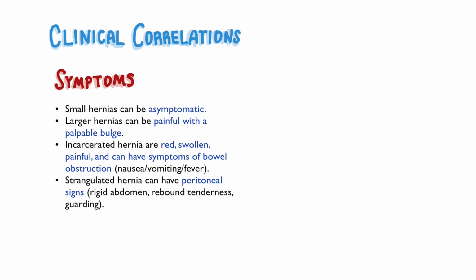Strangulation of the hernia can occur when the decreased venous outflow causes so much edema and swelling that the arterial blood flow to the hernia sac is also cut off. Patients with a strangulated hernia can have peritoneal signs, such as a rigid abdomen, rebound tenderness, and guarding.